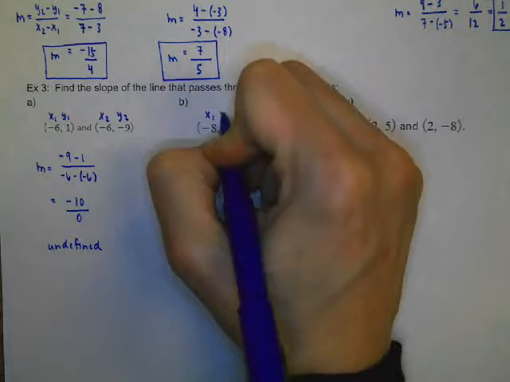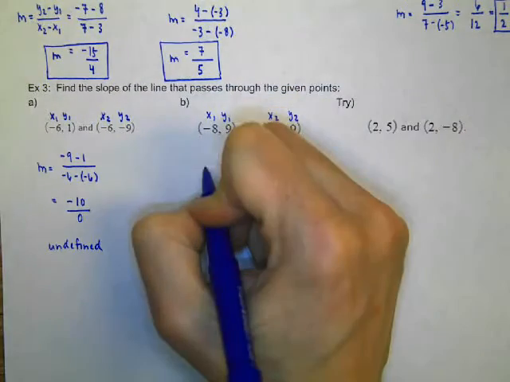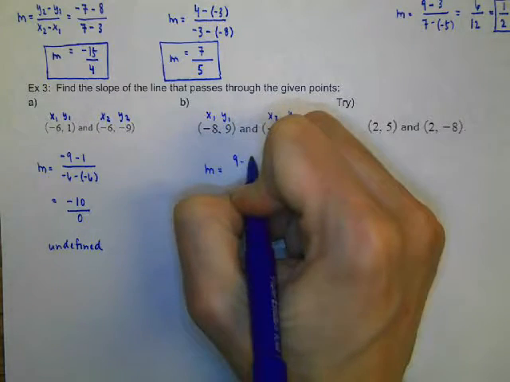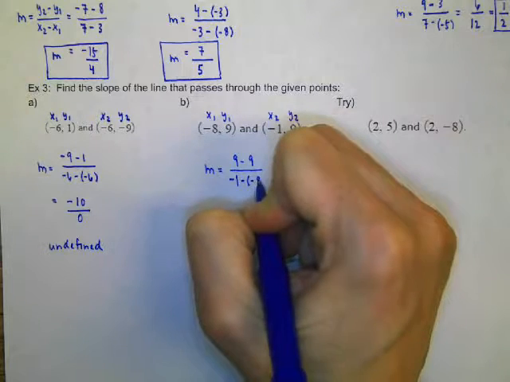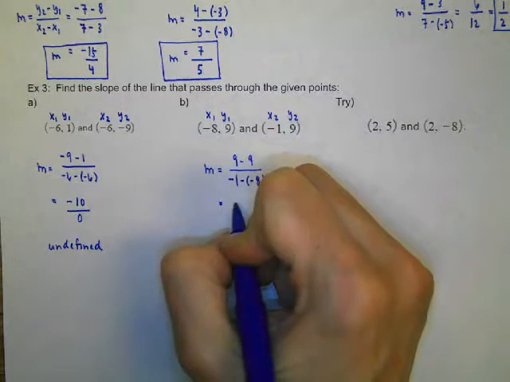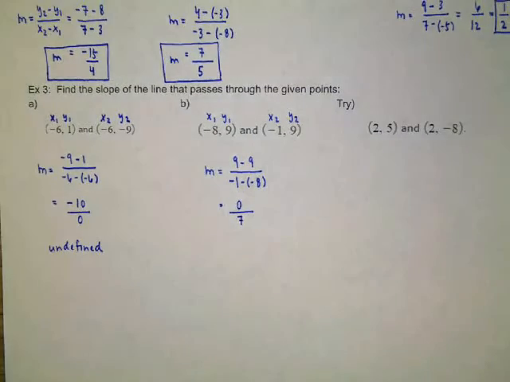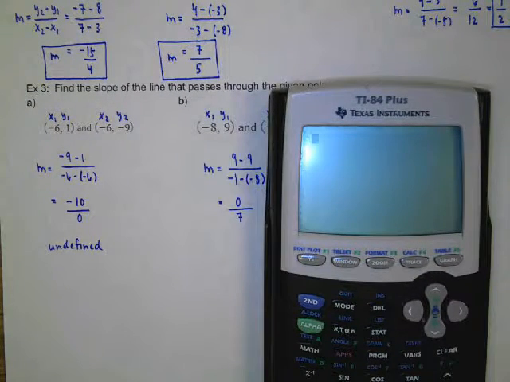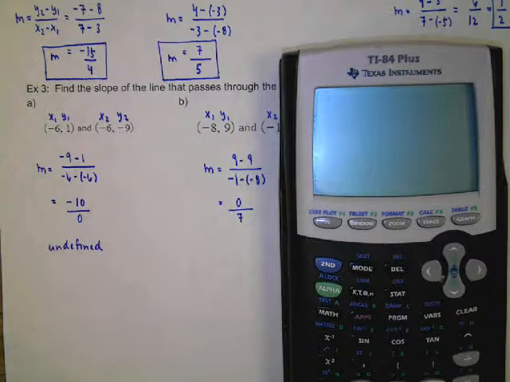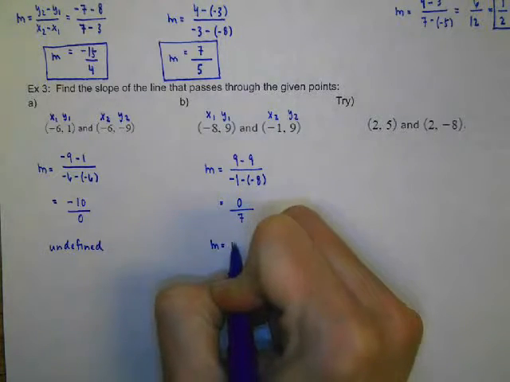Now in part B, again, I'm going to label my points. I'm still finding the slope. So my slope is 9 minus 9 over -1 minus a -8. Now here in my numerator, I'm going to get 0 over, my bottom comes out to 7. Now dividing, if I have 0 on top, that's actually okay. 0 divided by 7, that just gives me 0. So in this case, my slope is 0.